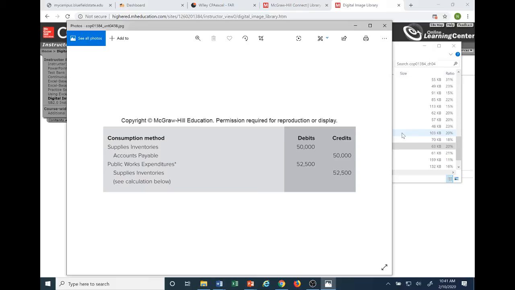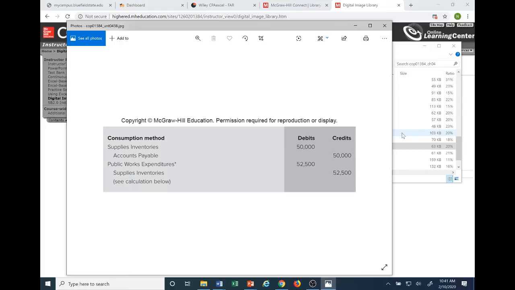Makes sense? So that's the consumption method. When you think of the consumption method, think of the cost of goods sold for the for-profit industry. Your beginning inventory plus purchases minus ending inventory gives you the cost of goods sold. The cost of goods sold is going to be the amount of the expenditure, or the amount of supplies used. Okay, so pretty good on that part for the consumption method.